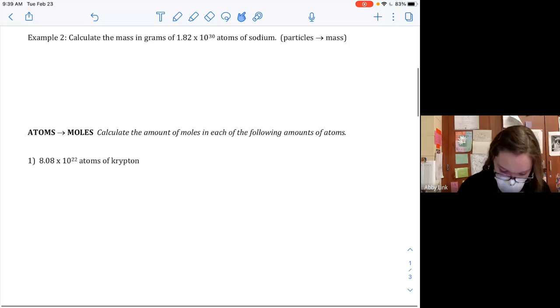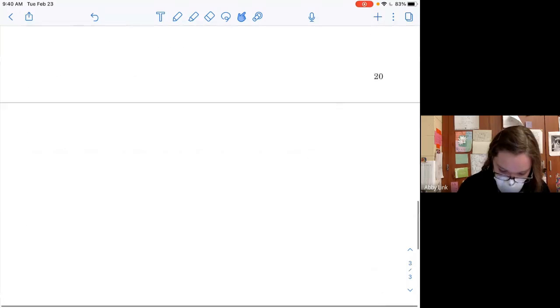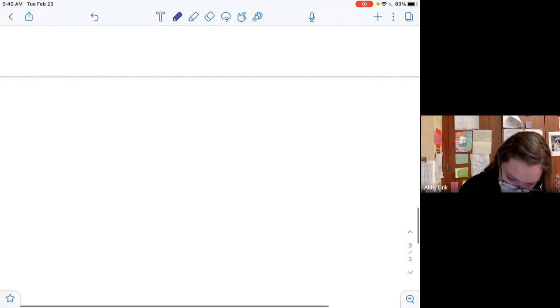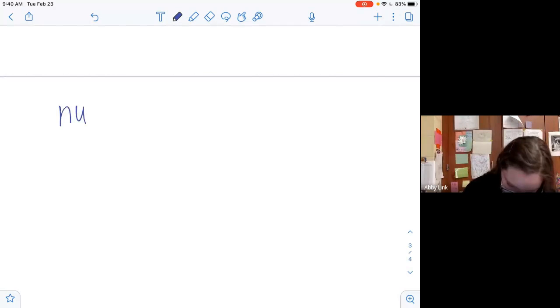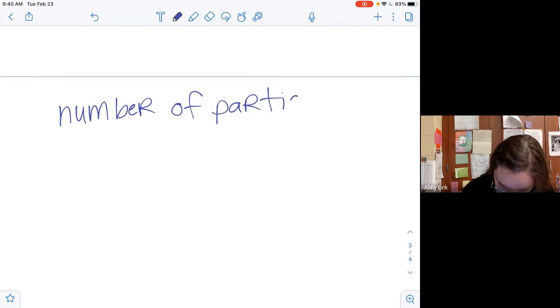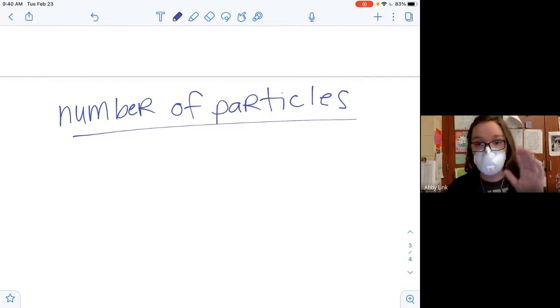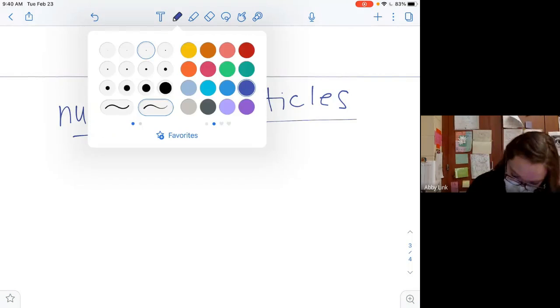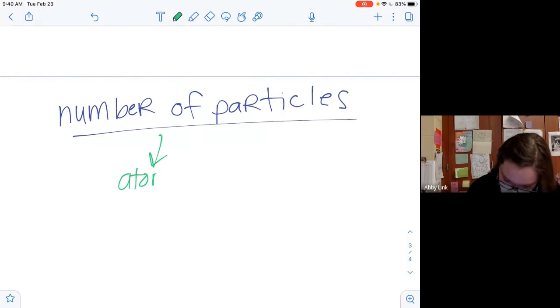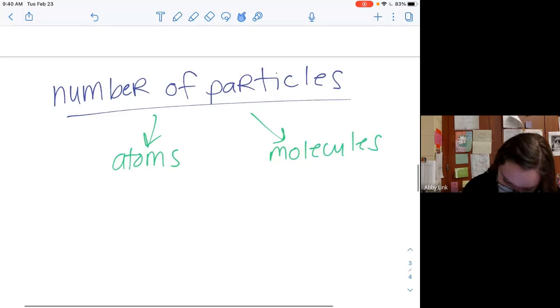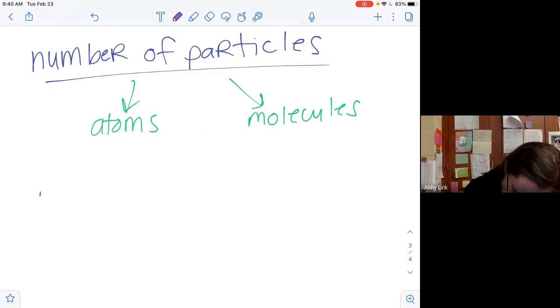I want to slide down to the bottom of the page and just take a moment to talk about this number of particles and what that conversion factor is going to be. All right. So we know that our first conversion factor that we learned was molar mass, right? And that allowed us to go from grams to moles or from moles to grams, all right? In order to go from number of particles, right, atoms or molecules, to moles, you're going to learn Avogadro's number.